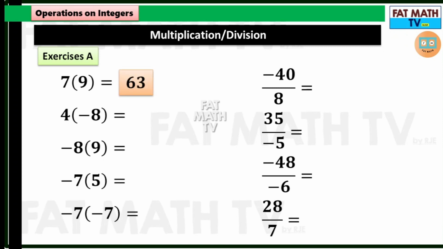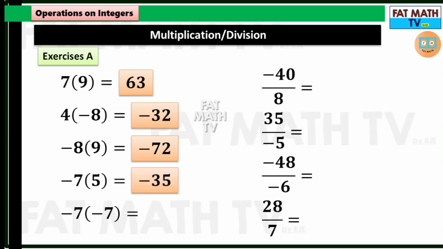7 times 9 is 63. 4 times negative 8, different signs, so the answer is negative 32. Negative 8 times positive 9, different signs, so negative 72. Negative 7 times 5, 1 is negative, 1 is positive, so they have different signs, answer is negative 35.